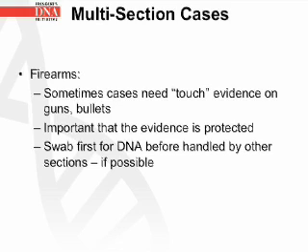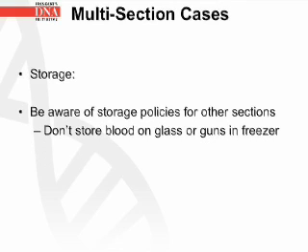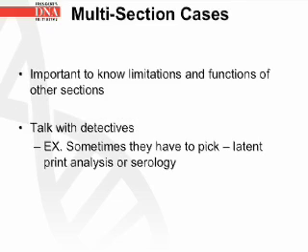Sometimes cases need touch evidence on guns or bullets. It is important that the evidence is protected. Swab first for DNA before handled by any other sections if possible. You should also be aware of the storage policies for other sections. For example, don't store blood on glass or guns in a freezer. And also, it is important to know the limitations and functions of other sections. Talk with detectives. Sometimes they have to pick between latent print analysis or serology.